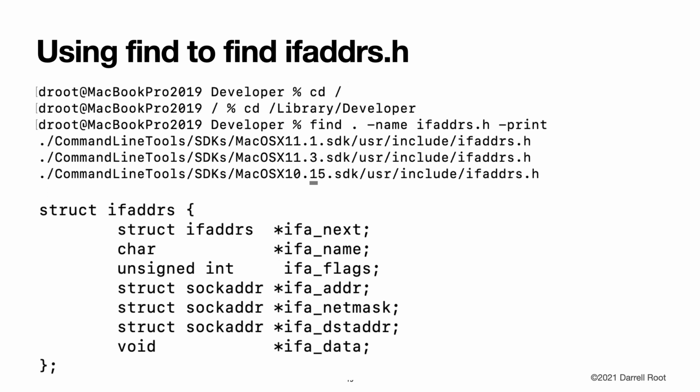So sometimes when you're looking up data structures, you want to find them via the header files, and sometimes it's just easier to use the man pages.